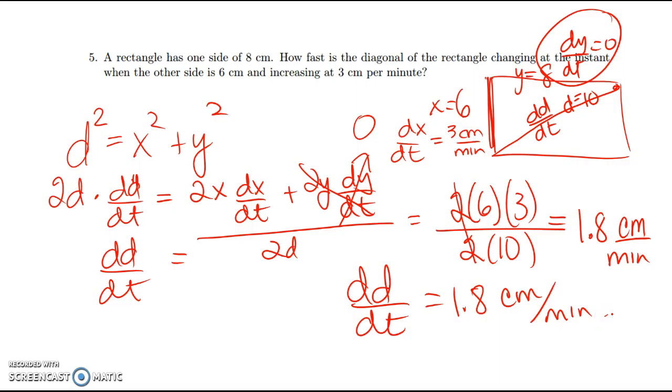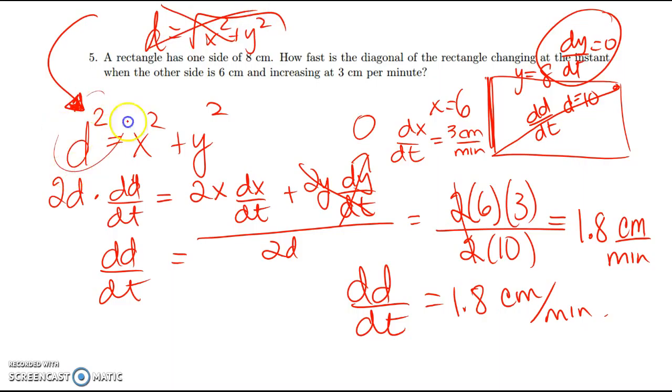Right, this one isn't too bad. And it's okay if we work with d squared, the distance squared, as opposed to trying to take the square root and differentiating that. We don't need to worry about that. We can differentiate like this, d squared, because we know d, we use the Pythagorean theorem, and we're looking for how quickly d is changing with respect to time.